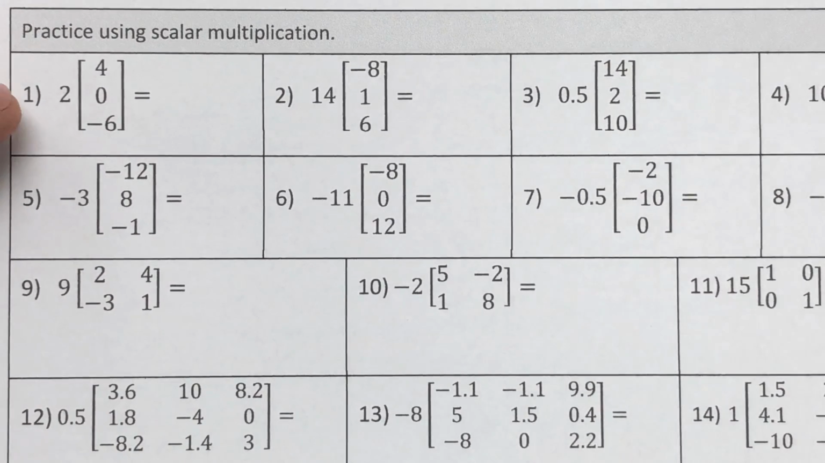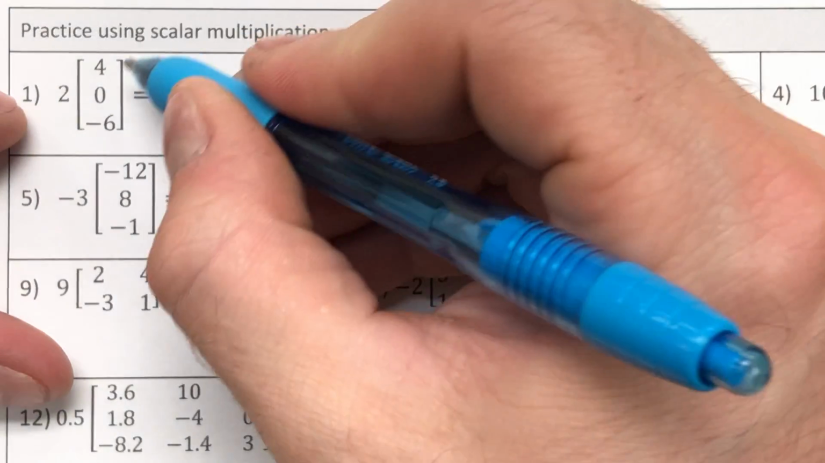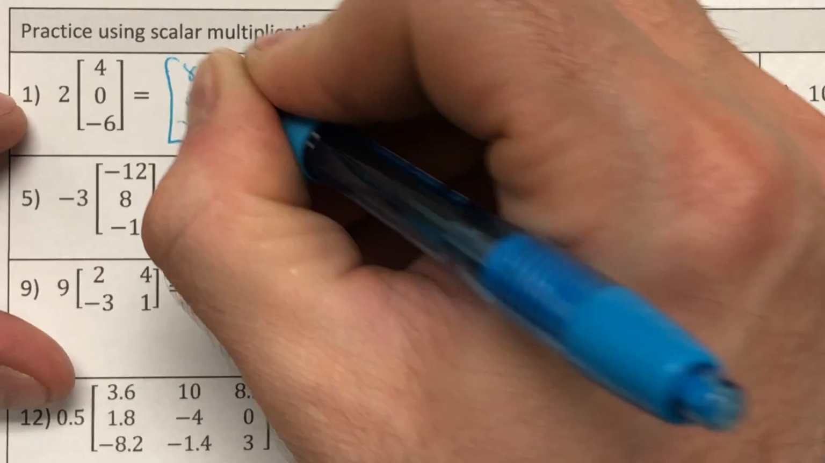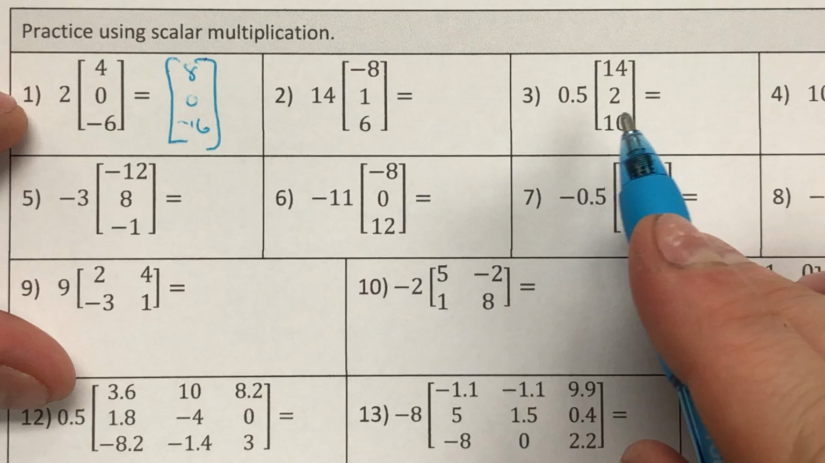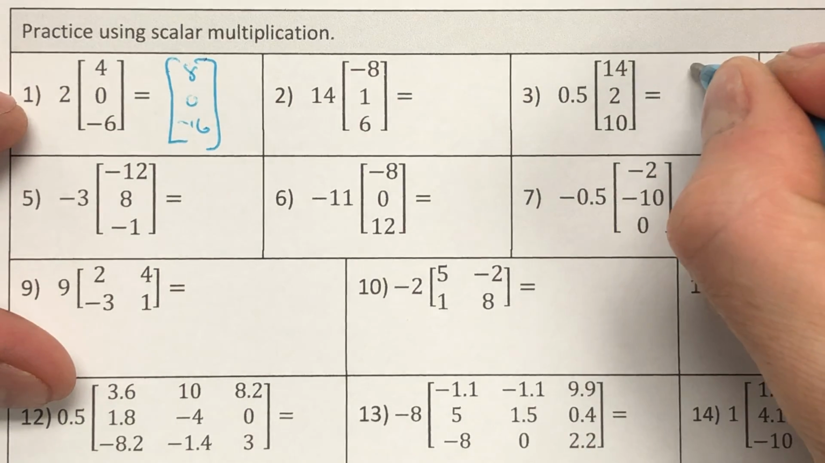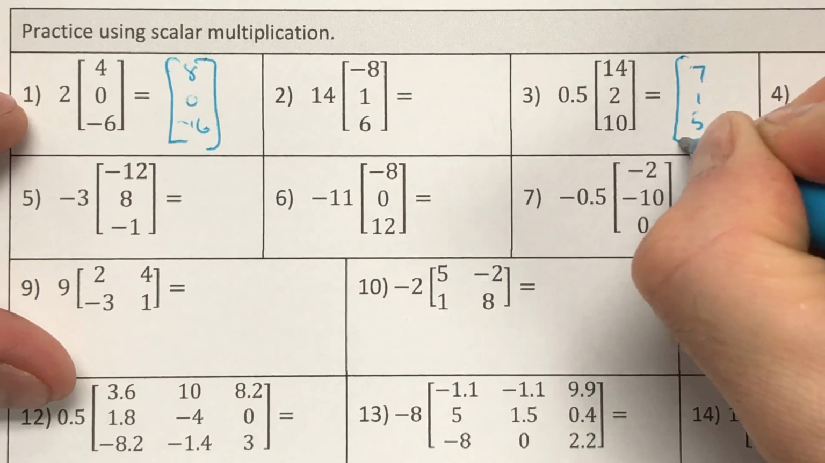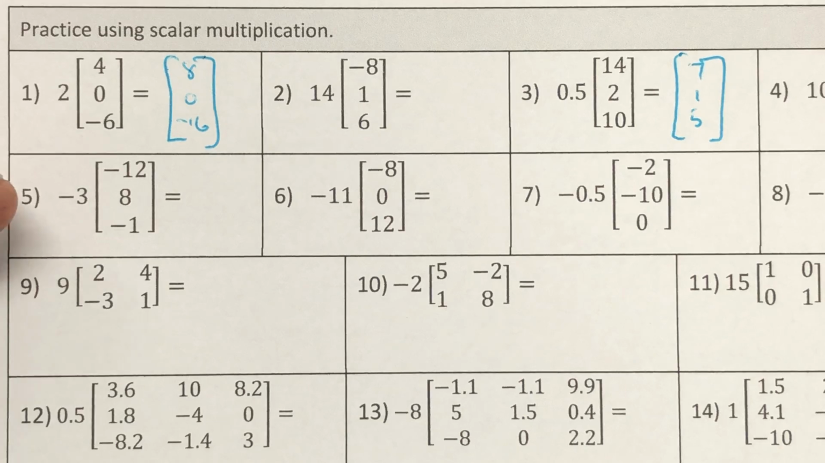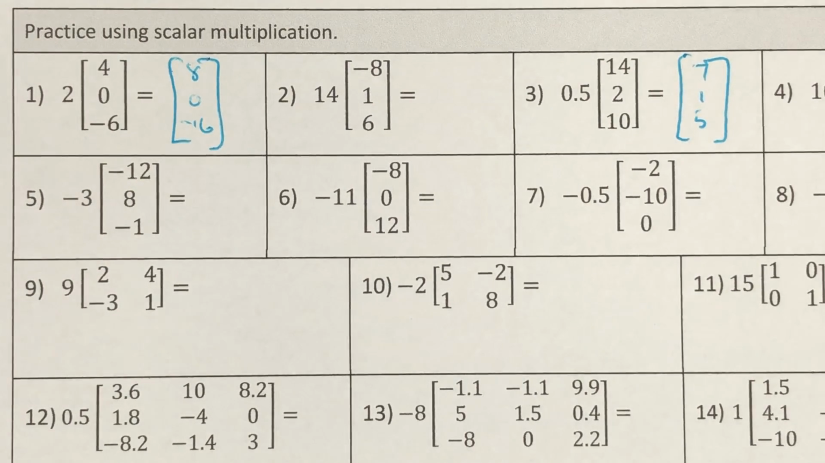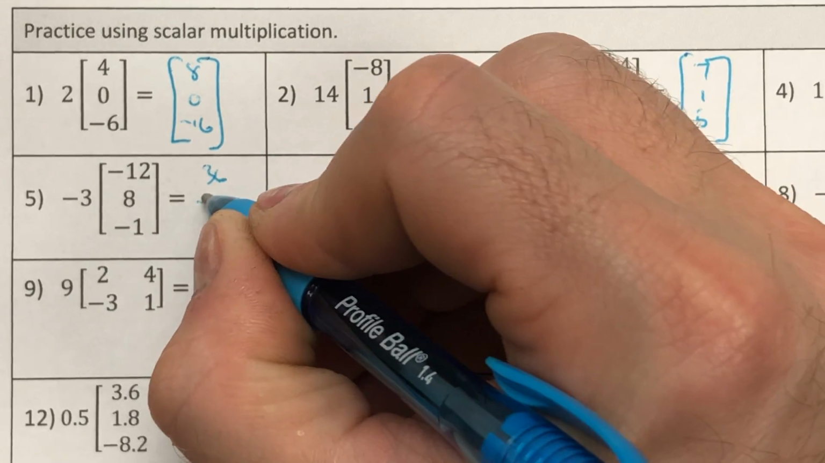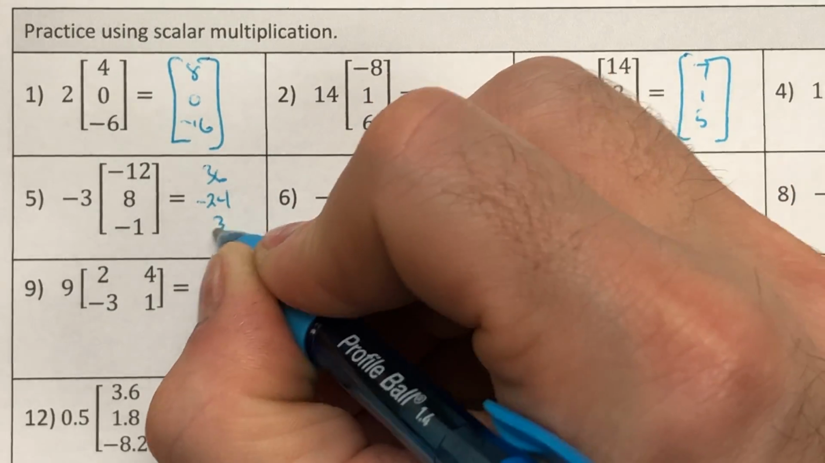So for things like number 1, if I want to scale this matrix by 2, I'm going to get an answer of each one of these multiplied by 2, so I'll get an 8, 0, -16. If I want to scale a matrix by 0.5, I just multiply each of these by 0.5, so 7, 1, 5. Awesome. If I want to multiply this matrix by -3, I just multiply all the numbers by -3. So that will give me a 36, a -24, and a 3.